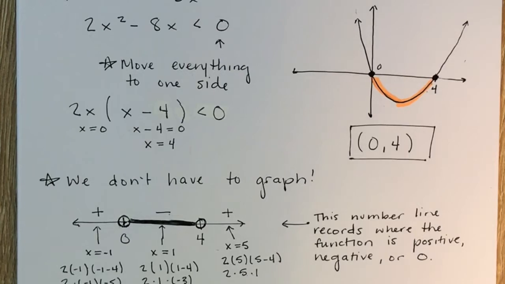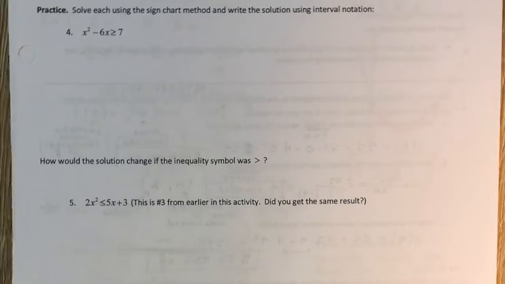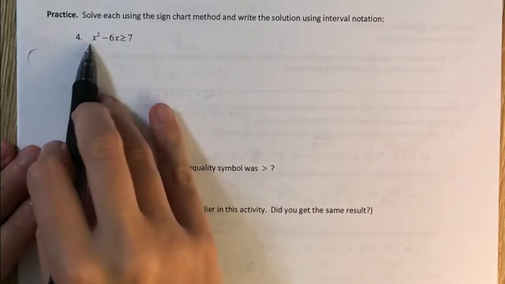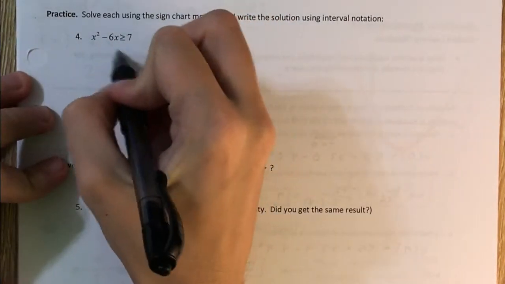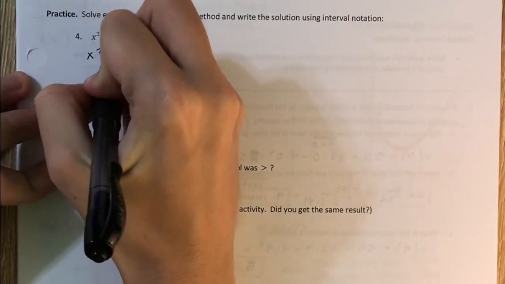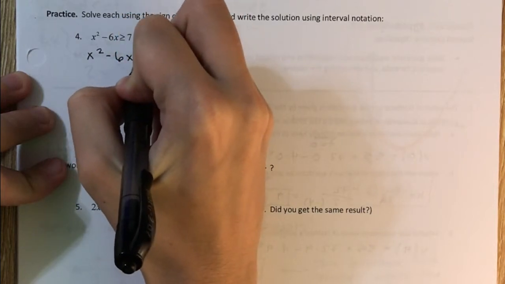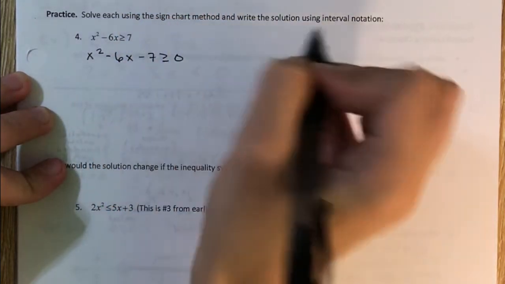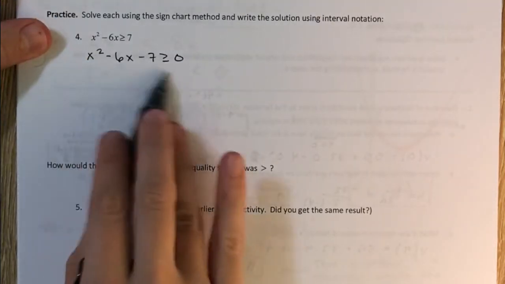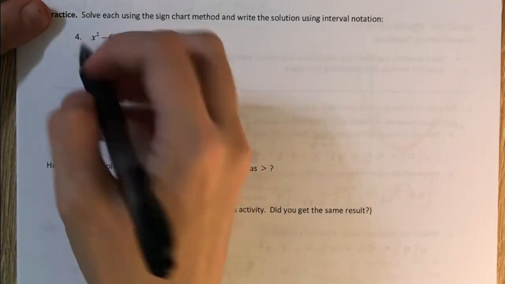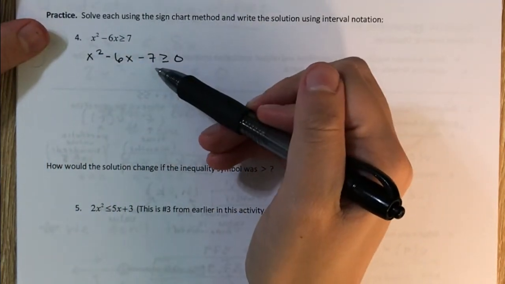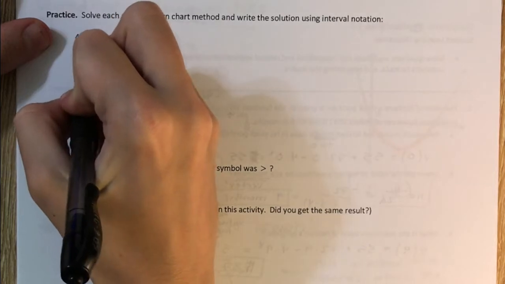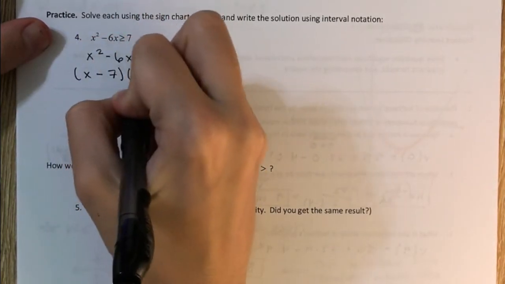Let's give this a shot in our lab manual. So let's go ahead and look at number 4 here. So we've got x squared minus 6x is greater than or equal to 7. We have to bring everything over to one side first. We need to find our roots, because that's where we're equal to 0. So can we factor this? We can. This factors into x minus 7 and x plus 1.